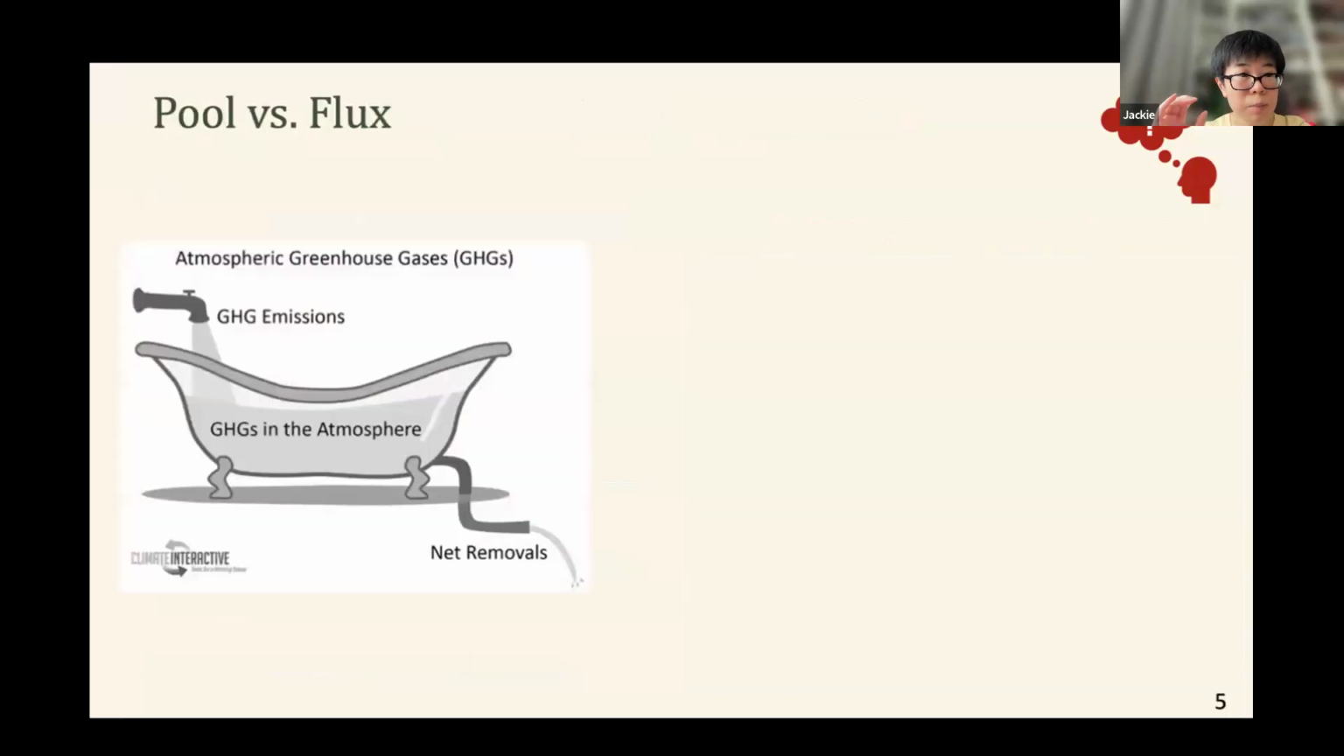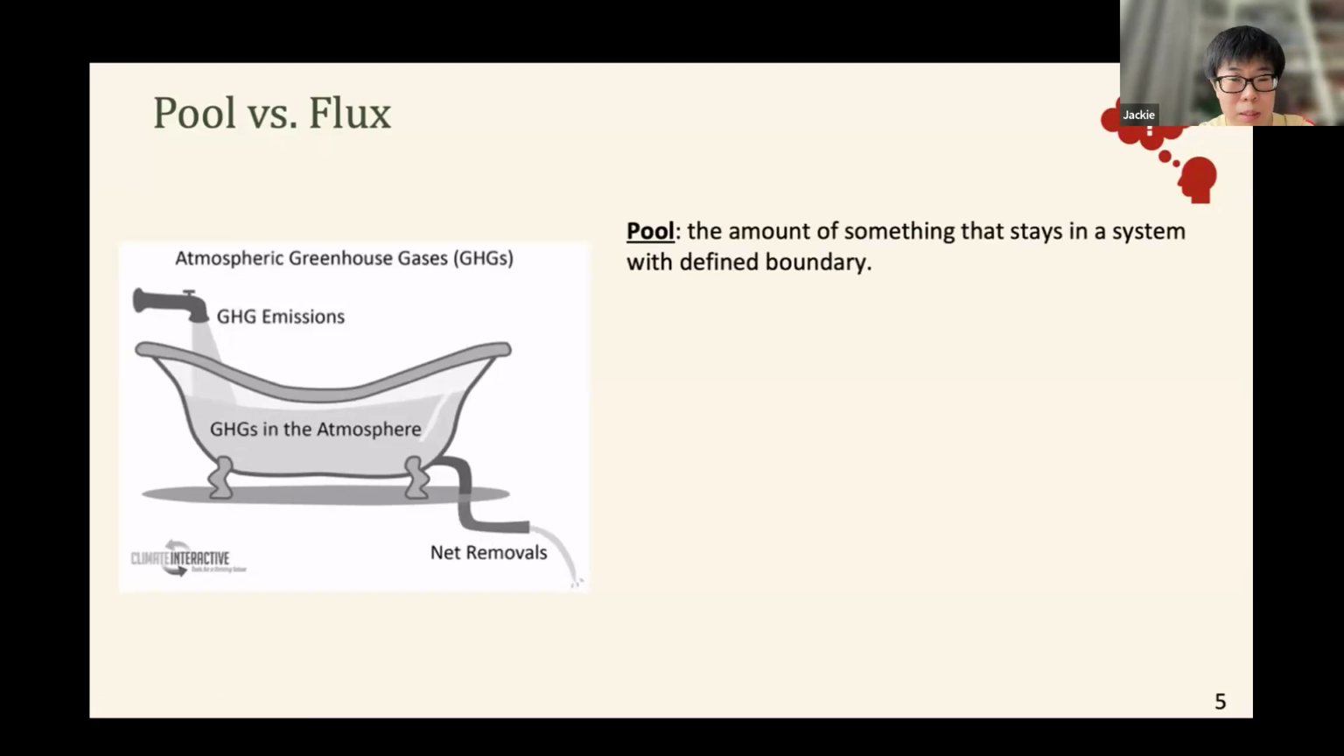All right. And also, before we have a deeper understanding of the specific topic, no matter if it's the global carbon cycle or agricultural greenhouse gas emissions, I think we should make one thing clear, the definitions of pool versus flux. If you look at this cartoon describing the atmospheric greenhouse gases, assume the greenhouse gas concentration in the atmosphere is the amount of water in the tub, the inlet is the greenhouse gas emissions, and the outlet is the net removal of the water, right? So this cartoon will clearly show what is pool and what is flux. Pool by definition is the amount of something that stays in a system with a defined boundary, okay? And in this case, it is the greenhouse gas concentration in the atmosphere.